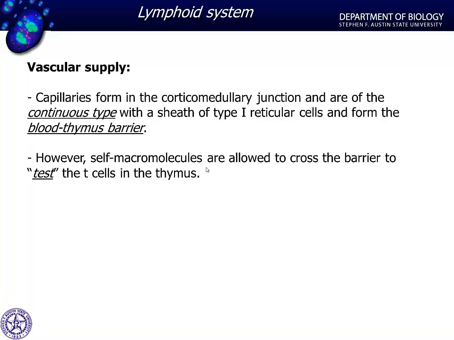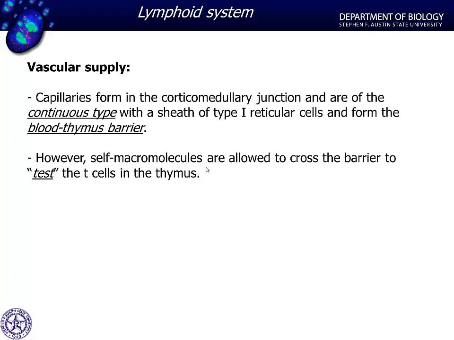Now, once again, even though our T cells are immunologically isolated, we're going to have a blood supply coming in. So as our arteries come in and veins leave, our capillary bed is going to be present in the corticomedullary junction, and these are going to be of the continuous type.